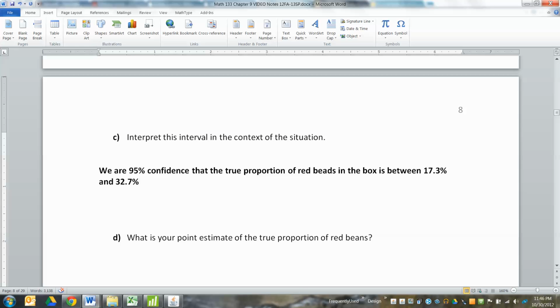All right, now how do we interpret that confidence interval? Well, the way we interpret it is we say that we are 95% confident that the true proportion of red beads in that box is between 17.3% and 32.7%. It's not a probability. You're not talking about the future. You're talking about how confident you are that your sample captured what was truly happening for the population proportion.